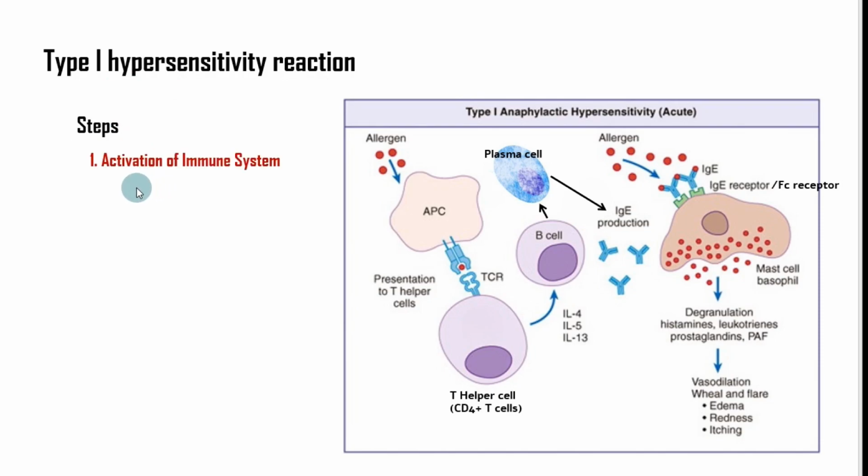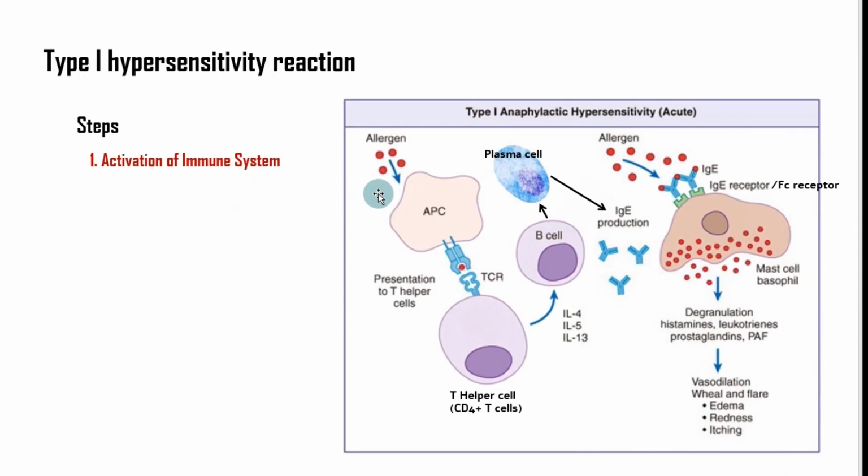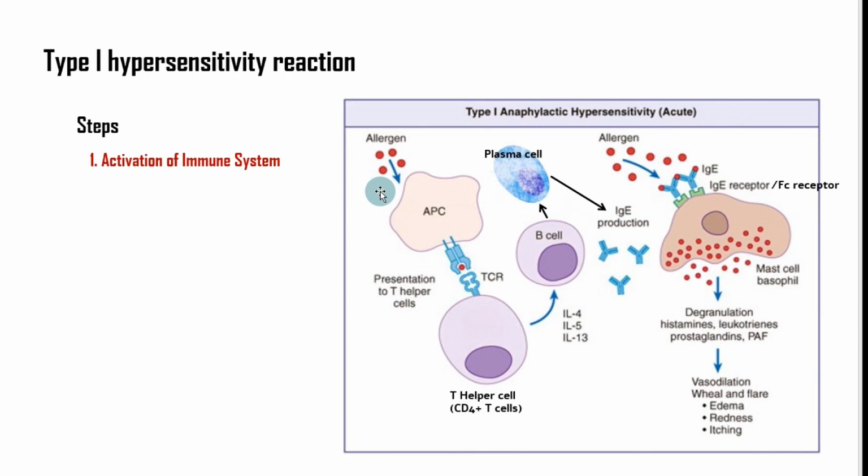Now, the first step is activation of the immune system. So, for example, when your body encounters an allergen such as pollen or animal dander or certain food proteins, our immune system recognizes that antigen as foreign and potentially harmful. You can say that it is an exaggerated response by the body towards an antigen which is otherwise safe and quite normal in daily life.